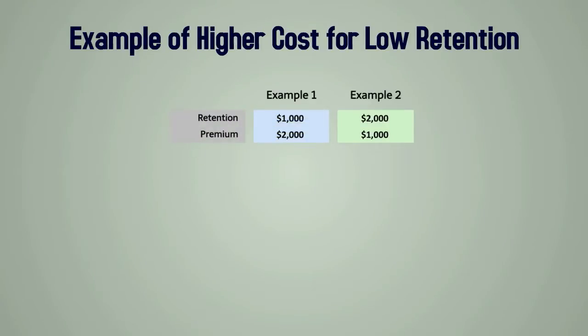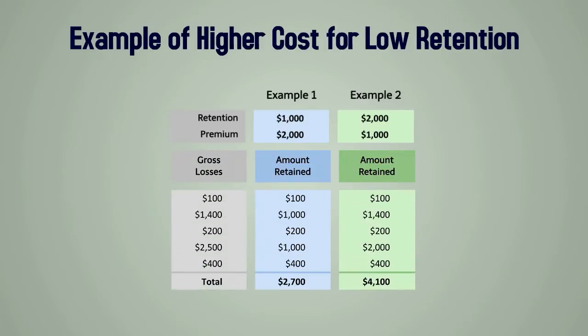In example 1 here, we have a $1,000 retention, in example 2, a $2,000 retention. The premium for the $1,000 retention is going to be $2,000. For the $2,000 retention is going to be $1,000. Now we have a little different mix of losses than we did in the previous example. We have a $100, a $1,400, $200, $2,500, and $400 claim. So in example 1 there, 2 of the claims get limited to $1,000. And so the total cost of the limited claims is $2,700.